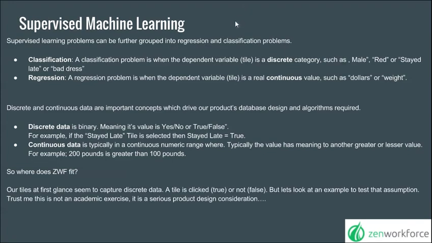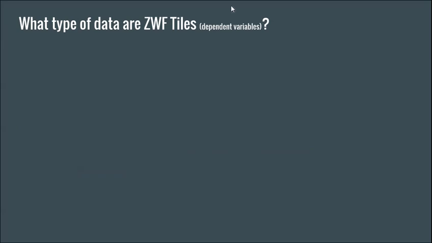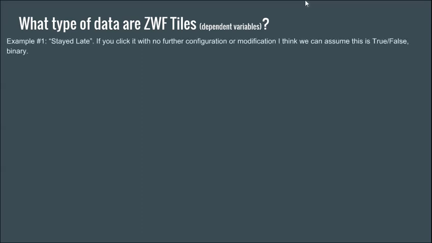Okay, so let's get into a little bit of what a tile really is, and what type of data that tile is. Our dependent variable, we have to kind of know what it is. So let's go through a few examples, okay? In example one, we're going to say that the tile is something simple such as "I stayed late." Well, if you click that tile and there's no other configuration or modification of that tile, I think we could all assume that this is true or false, or what you would call discrete, binary. So let's use that as example one.